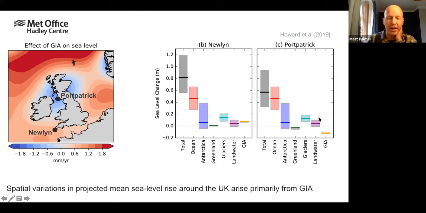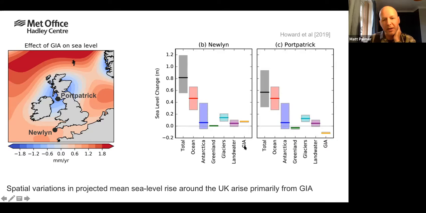why do we get this characteristic pattern of sea level change in the UK? A large part of it is to do with the response of sea level to glacial isostatic adjustment, which is shown in this left-hand panel. On the right-hand side, I've picked out a couple of tide gauge locations, which are near the maxima and minima, the maximum positive and maximum negative, at least on the UK coastline. And we can see that this is really coming predominantly from the GIA contribution.